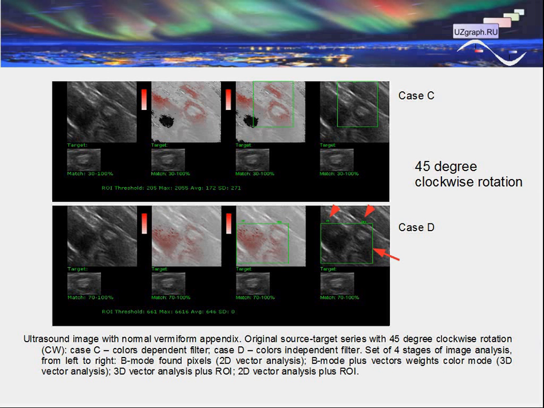On this slide you can see the original source and target series with rotation of 45 degrees clockwise. You can also see the high level of target detection. And you can see that there is more than one row here, so the algorithm can even find several targets on the source.